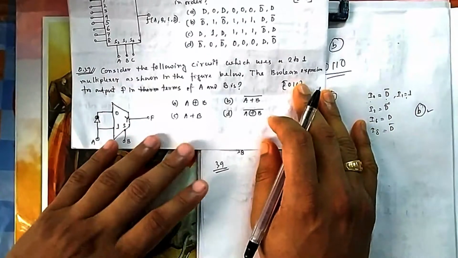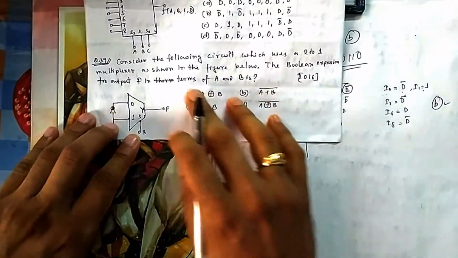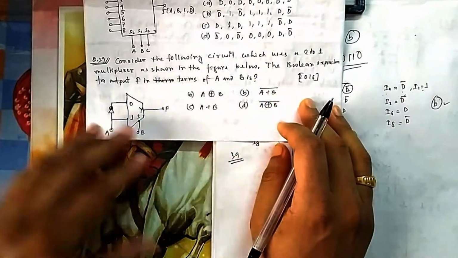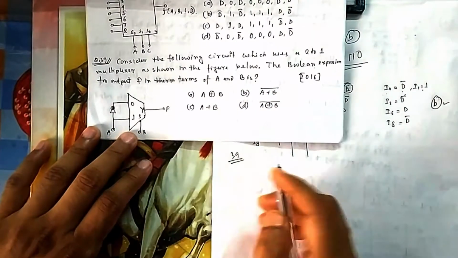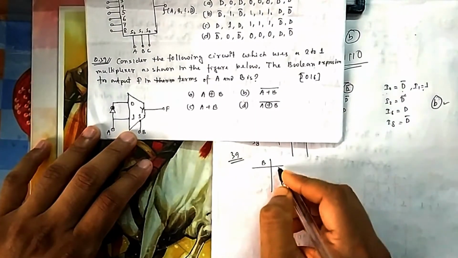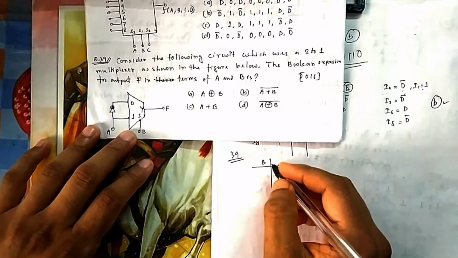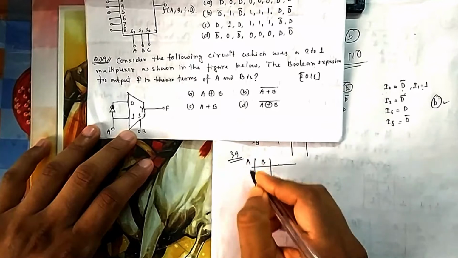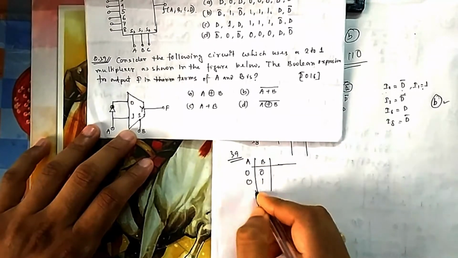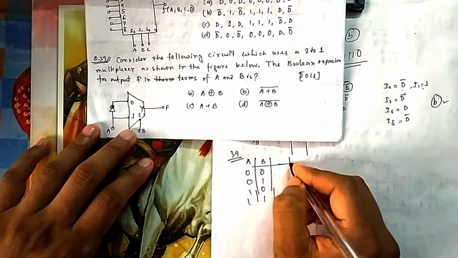Now if you come to question 39: consider the following circuit which uses a 2 cross 1 multiplexer shown in the figure below. What is the Boolean expression of the output in terms of A and B? So you can write it here, because B is your control signal and your AB. A you can write here or there, wherever you wish. Okay, let me write it here. So first is 0 0, 0 1, 1 0, then 1 1. This is your output.